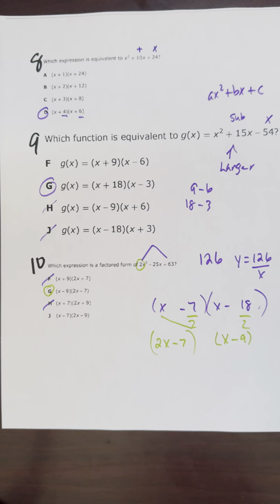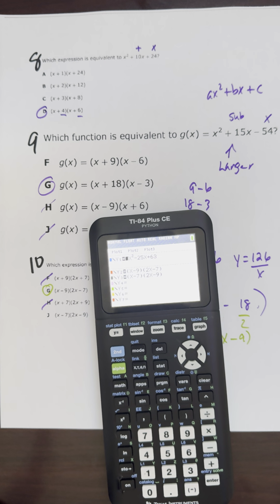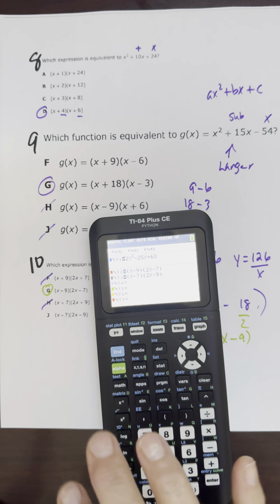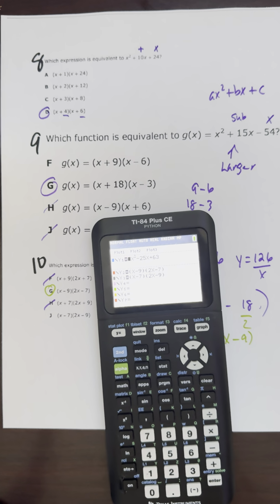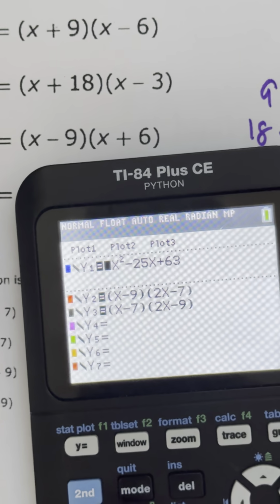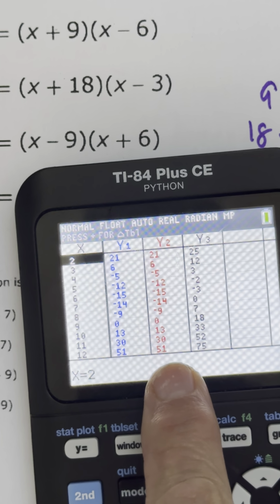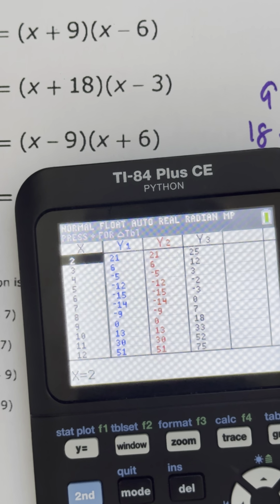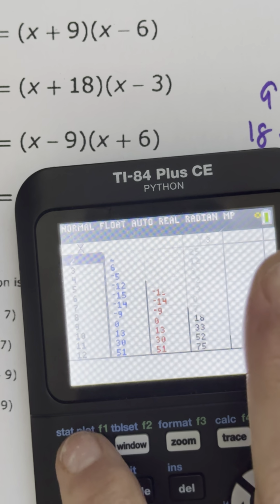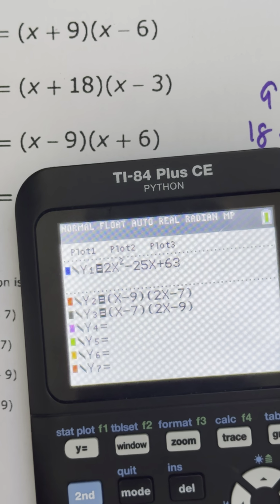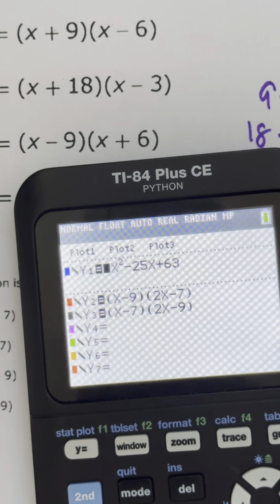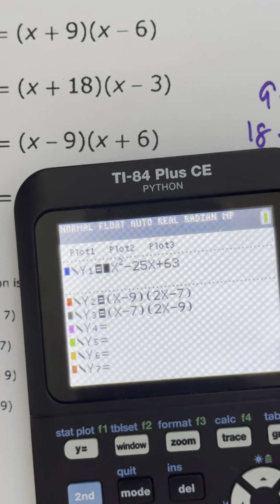I have in my calculator, I've got G and J. So if you recognize that they both need to be negative, you can eliminate. So if you wanted to do it in the calculator, you can. I just want to show you what it looks like. So let me zoom in a little bit. So go to your table, and your tables have to match. So notice Y2 and Y1 are the same. 21, 21, 6, and 6. So that means that G, the x minus 9, and the 2x minus 7 is the answer.